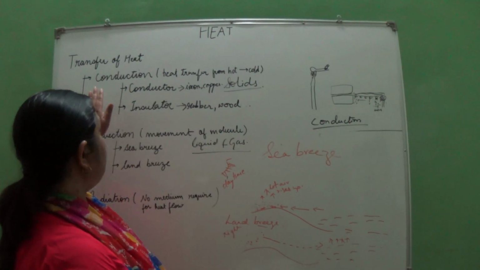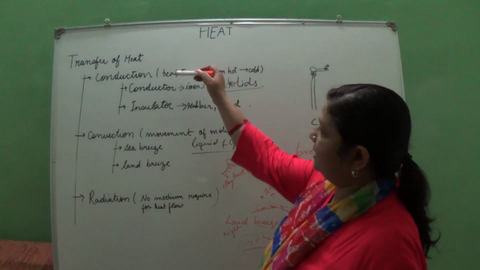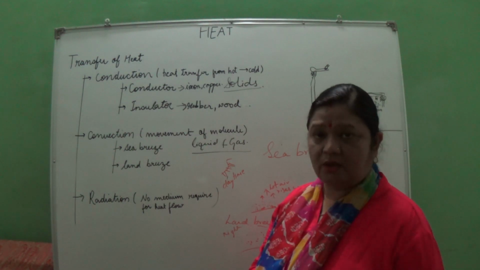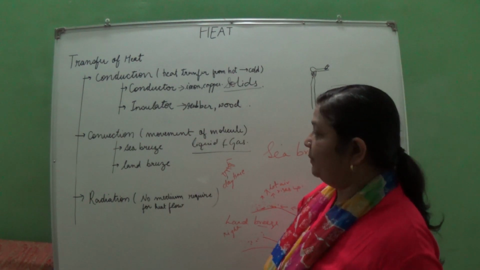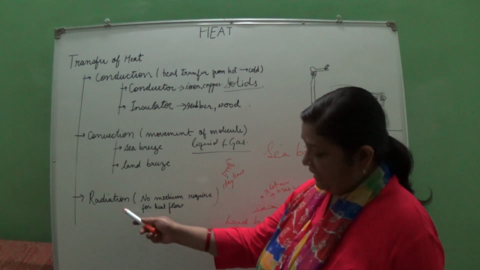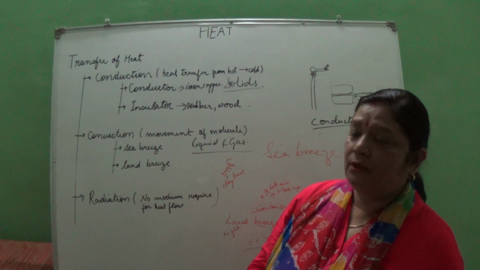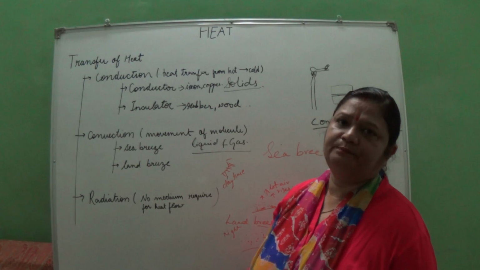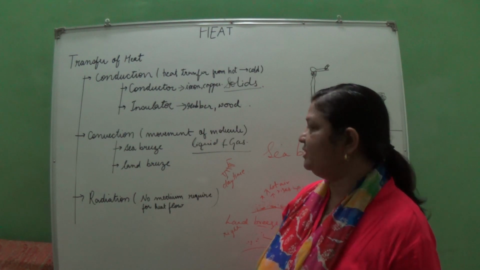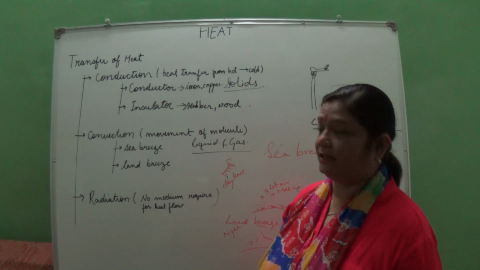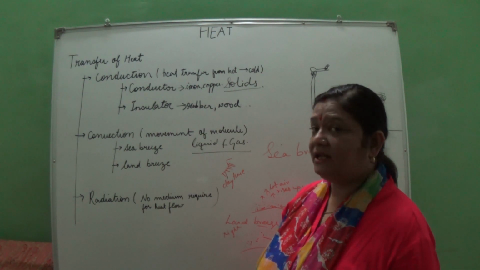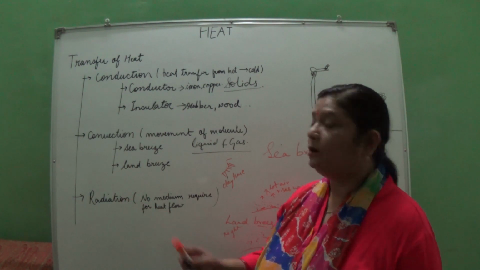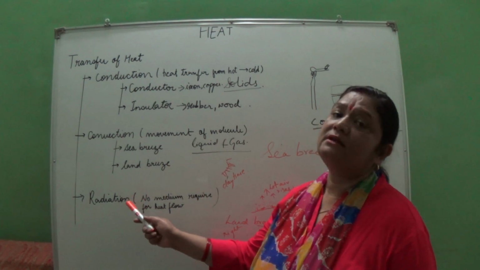When we studied conduction and convection, we saw that there was a medium, either solid, liquid or gas. But in radiation, we don't need any medium to transfer heat. The best example is the sun, from which we get heat and light energy. Here the heat reaches us by radiation, and we need no medium for its transmission.